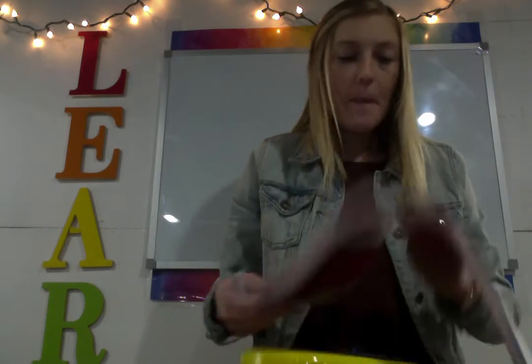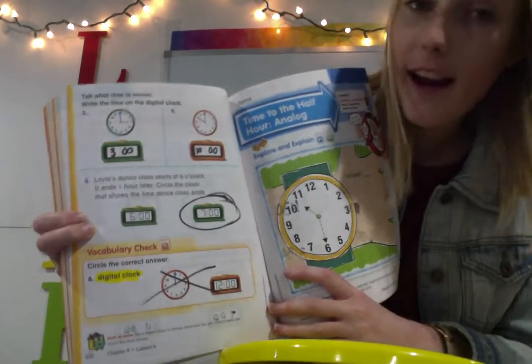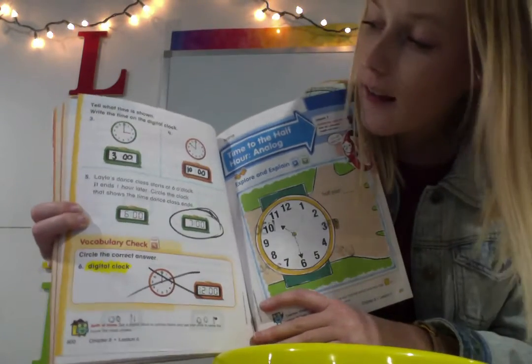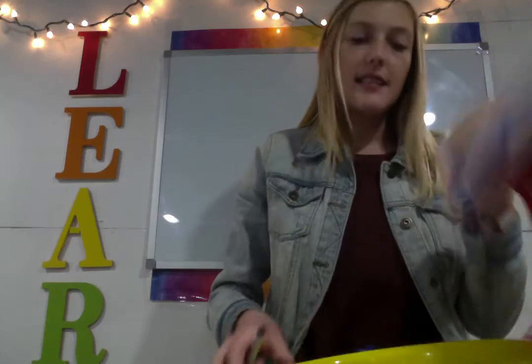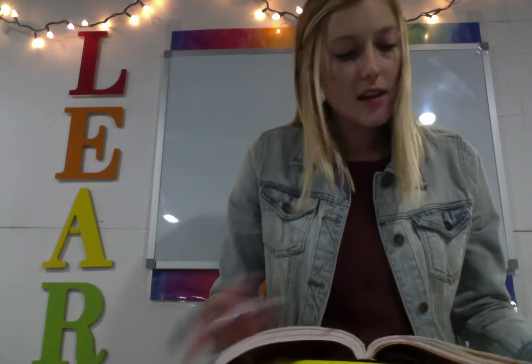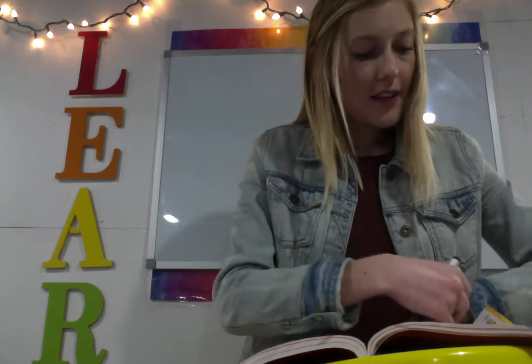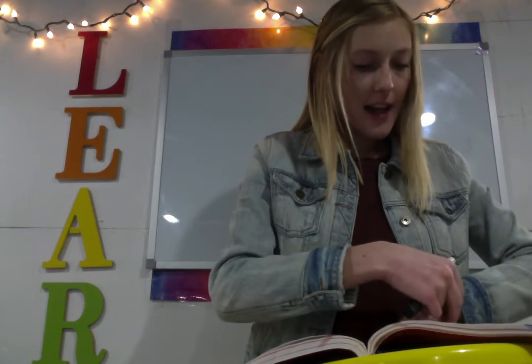And then here's the back of that page. The first two are the same. The first two you have to look at the analog clock and determine the digital clock. And then number 5 says this. Layla's dance class starts at 6 o'clock. It ends 1 hour later. Circle the clock that shows the time the dance class ends.